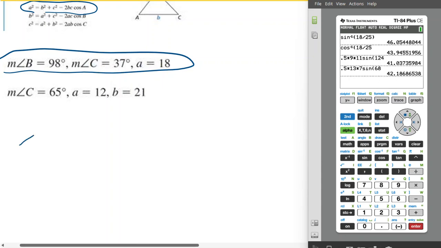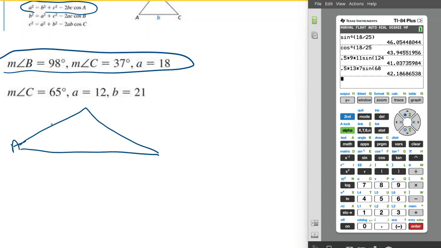So I'm going to draw it, and remember it's not to scale, but it gives us an idea of what they're saying. Angle B is 98 degrees, so it's obtuse. Side a is 12, and it's always opposite the angle A, and b is 21. So we have the opposite side of the angle, so we're going to use the law of sines.